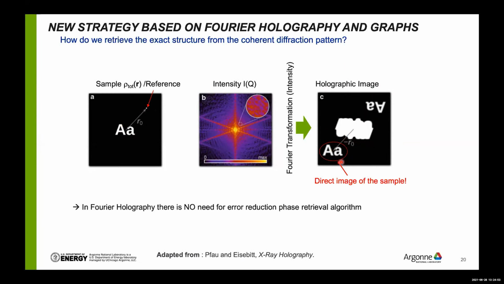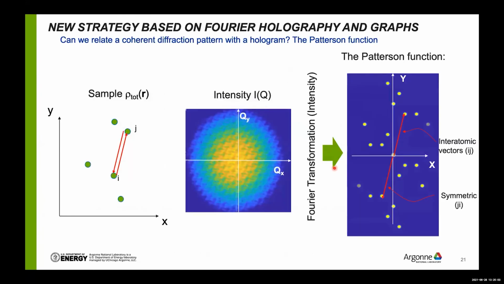So in Fourier holography, there's no need of an error reduction phase retrieval to have a direct image of the sample. So the question is if we can apply the same method to the coherent diffraction patterns. So imagine that we have these 5-atom samples, and we illuminate it with a coherent X-ray beam to obtain this coherent diffracted intensity. Now, what happens if we take the Fourier transformation of this intensity?